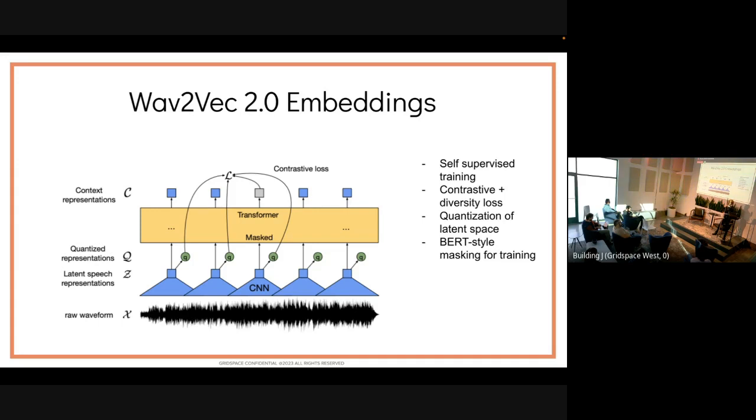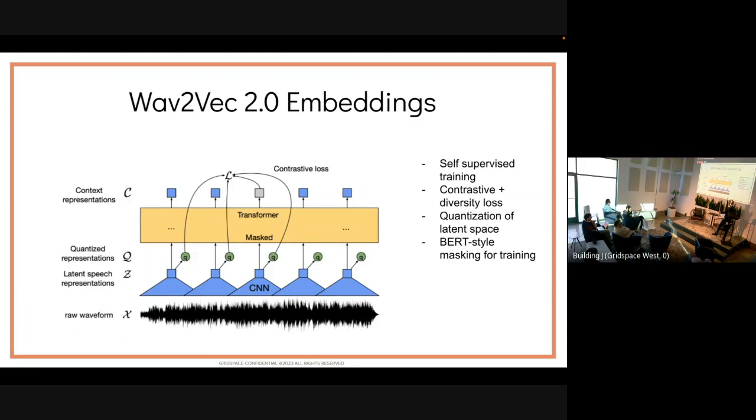So wave-to-vec is a model that takes your waveform, puts it through CNNs, and you learn some latent representation. It then does BERT-style masking, puts it through a transformer, and you get out these context representations. And this would be our feature embeddings. This is a way of getting lower dimensional context representations of an audio form, since the speech waveform is a very high dimensional signal.